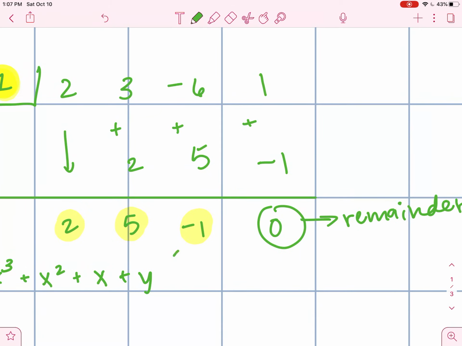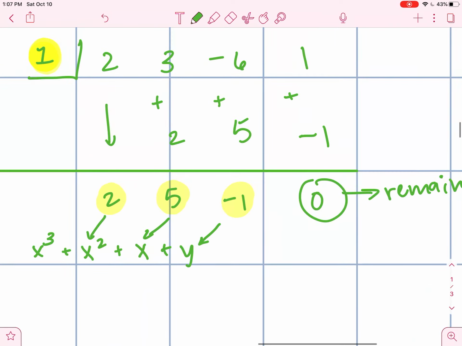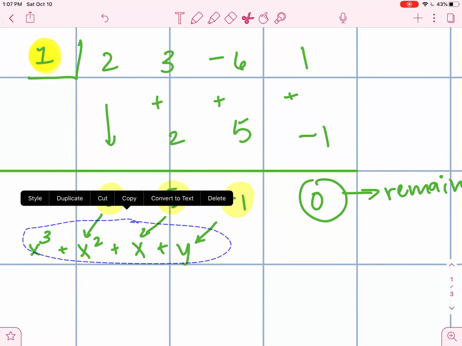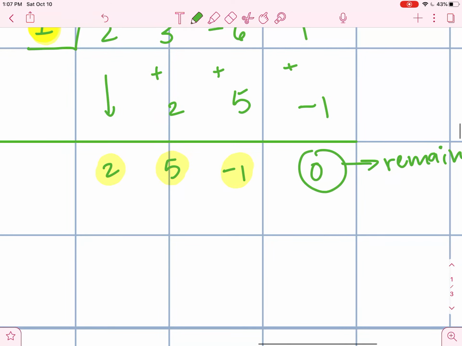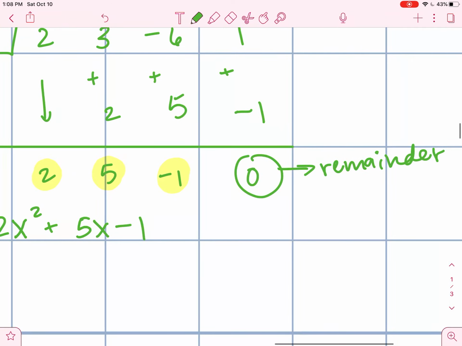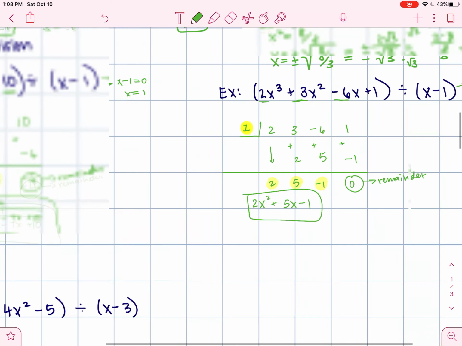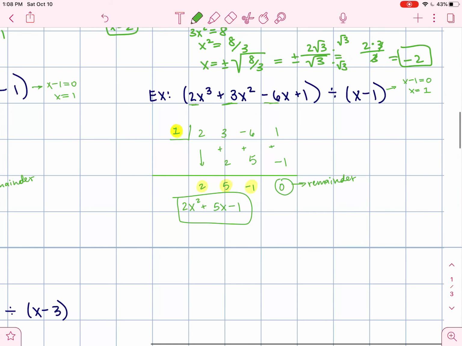So starting from right to left, our -1 matches up with the y, 5 matches up with x, and 2 matches up with x squared. So if we were to take this and formulate it into an answer, we would get 2x squared, so the 2 always goes in the coefficient, plus 5x minus 1, and then our remainder is 0, so you don't need to do anything after that. So this is our final answer for this problem.